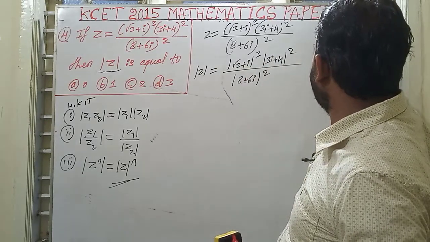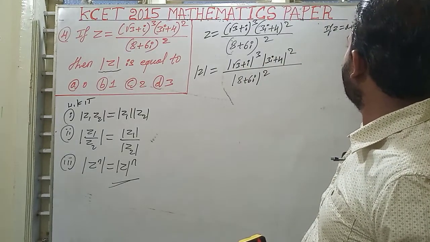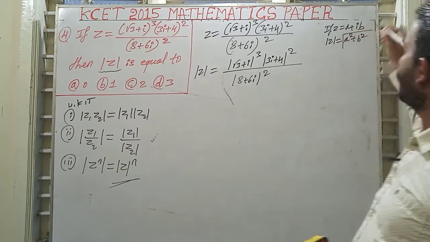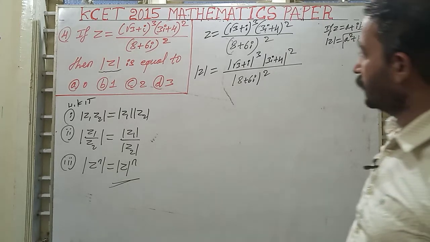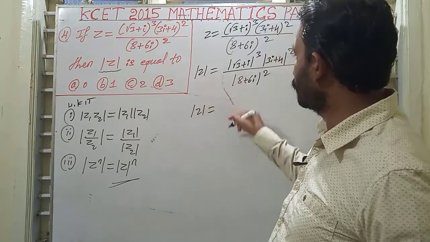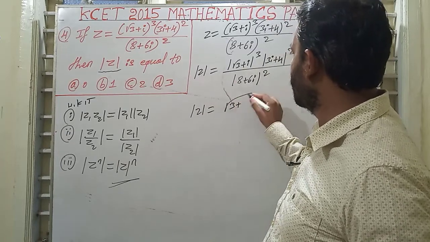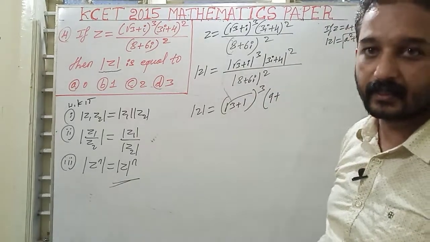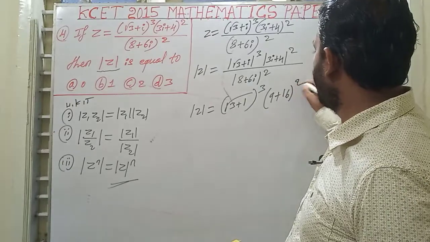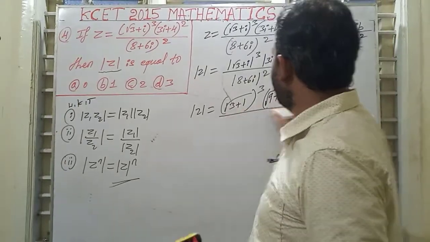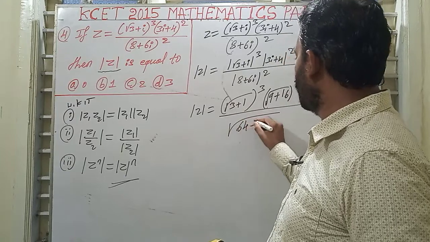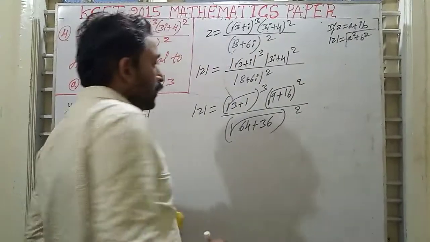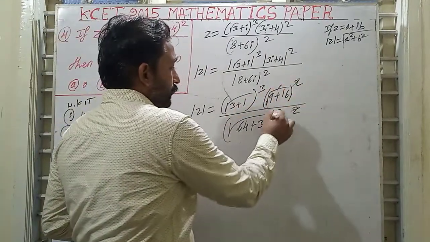Already we know if z is equal to a plus ib, then modulus of z is equal to square root of a square plus b square. So modulus of z becomes (root of 3 square 3 plus 1 square 1) whole to the power of 3, (3 square 9 plus 4 square 16) whole square root, divided by (square root of 8 square 64 plus 6 square 36) whole square. So in this case, square and square root cancel, in both numerator and denominator.